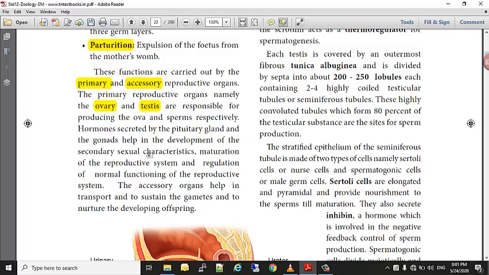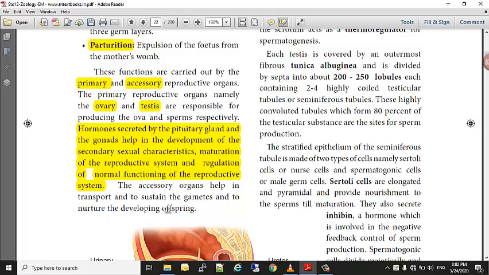Hormones secreted by the pituitary gland and gonads help in development of the secondary sexual characters, maturation of the reproductive system, and regulation of normal functioning of the reproductive system. So from here to here, we have the functions of hormones in the reproductive system. Okay, so it has been highlighted. The last one, about accessory organs: they help in transport and to sustain the gametes and to nurture the developing offspring. So without these accessory glands, complete formation of the fetus and development will not take place.